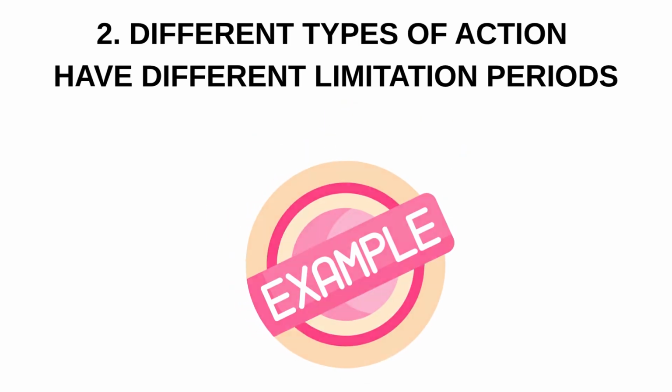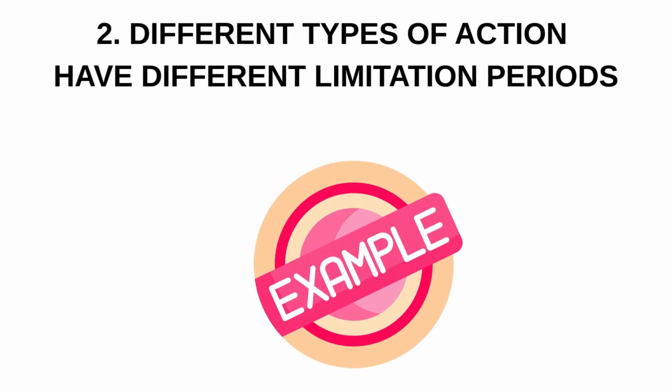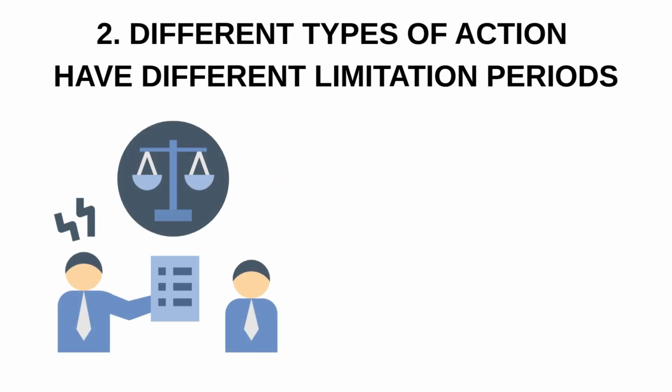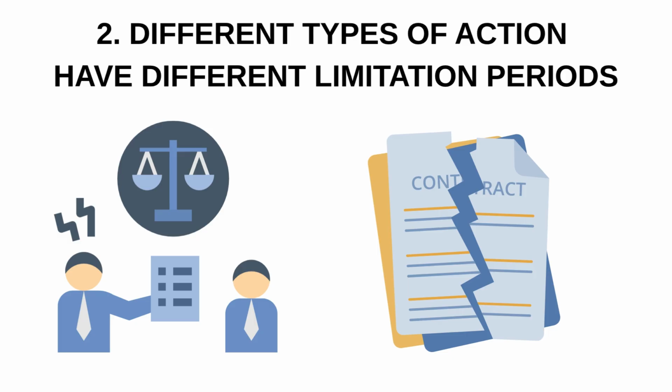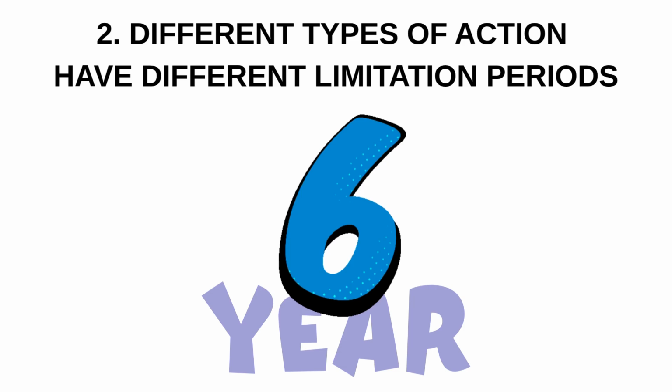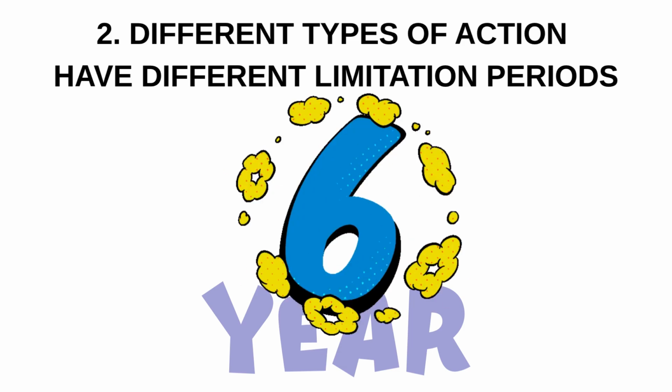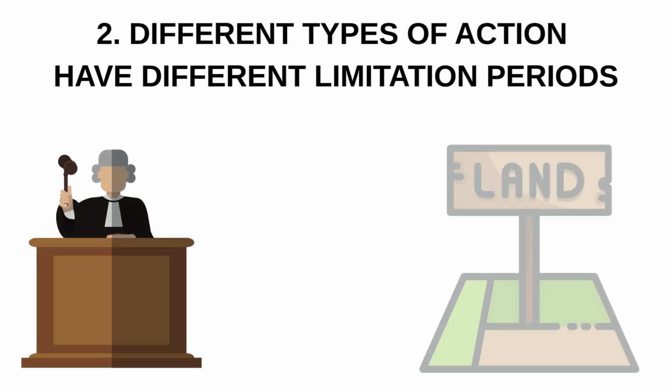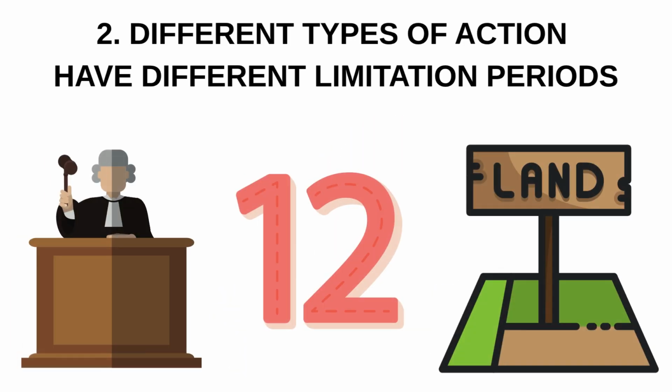2. Different types of action have different limitation periods. For example, under the Limitation Act 1953, A. For an action founded on contract, for example, a claim for breach of contract, the limitation period is 6 years from the date the cause of action accrued, that is, the date the contract was breached. B. For an action for the recovery of land, the limitation period is 12 years from the date the right of action accrued.